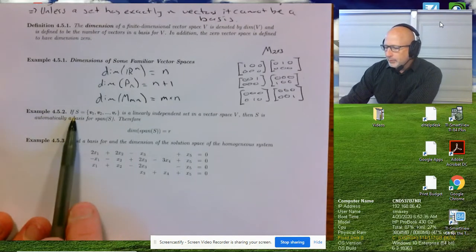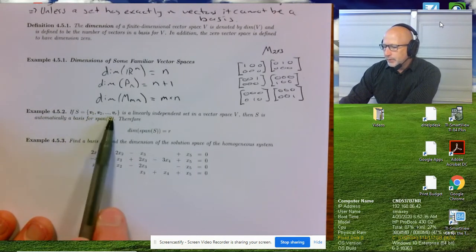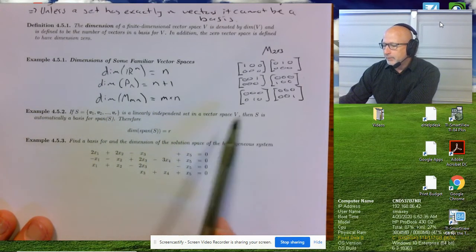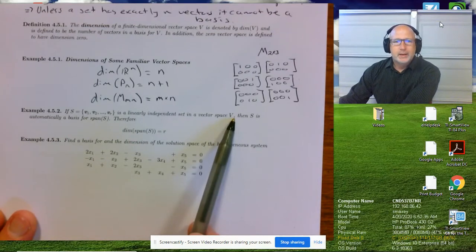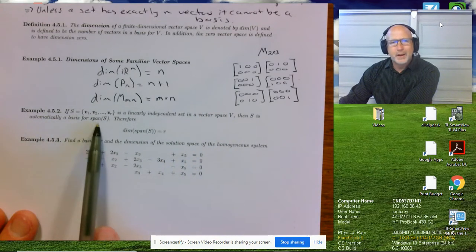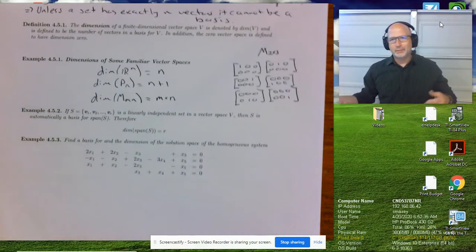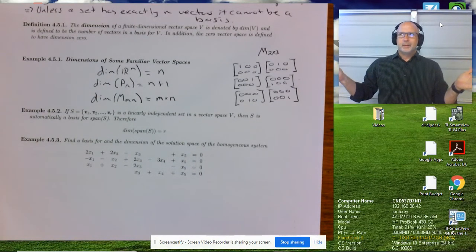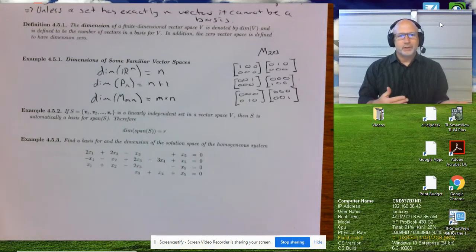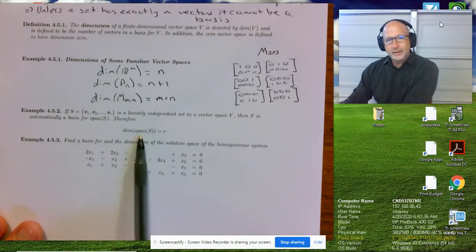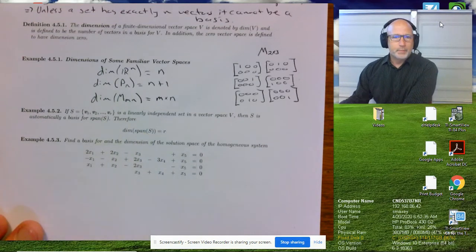So if you have S, which is a set of vectors V1 through VR, it's a linearly independent set in a vector space V. Okay, so you have this set, and it's a linearly independent set inside of there. Then S is automatically a basis for the span of S. That should make sense, right? If you have 2 vectors and you span everything it could be, then that's the basis for it, especially since it's linearly independent. So therefore, the dimension of the span of S is equal to how many vectors it has in it.